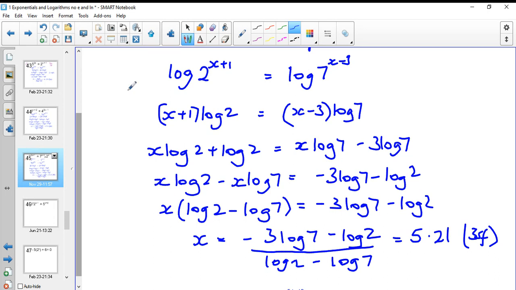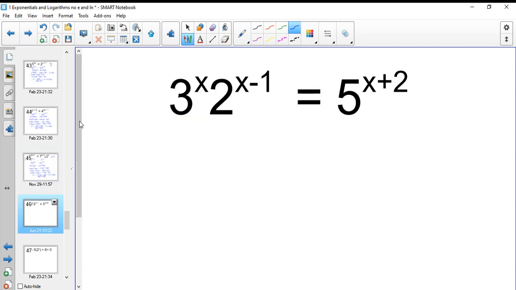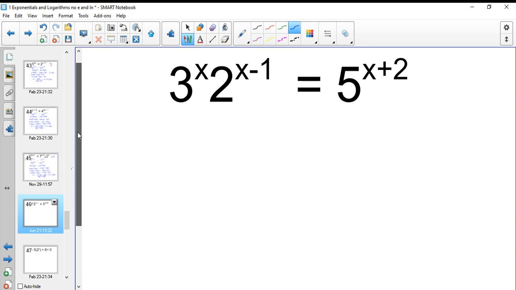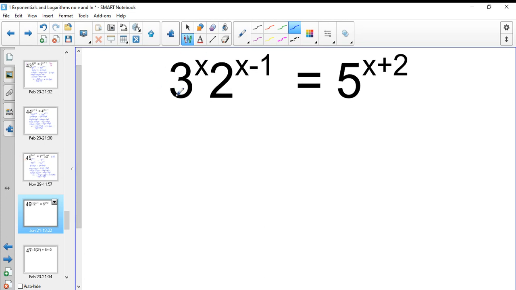Okay, now last one I'm going to show you. Similar to the previous one, where we've got this extra thing, but the base is different. The base is different, the base is different. Okay, so what we can't do is use laws of indices to combine any of these. We can't do anything daft and say that's 6, for example. Doesn't work like that.